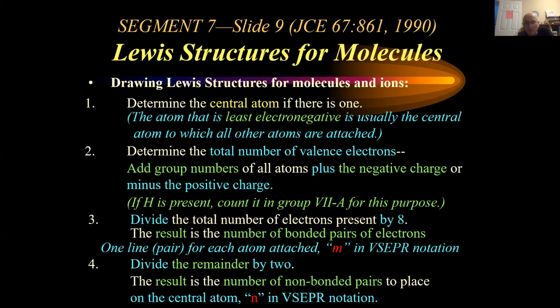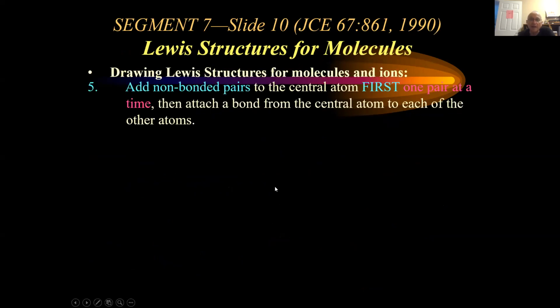So at this stage, we have the VSEPR notation for that molecule, ion, whatever. And it'll be AXME. We know what M is now. We take the remainder, divide by 2, and we know the N. So we've got the entire VSEPR notation by doing this math. Now, we're going to build a structure.